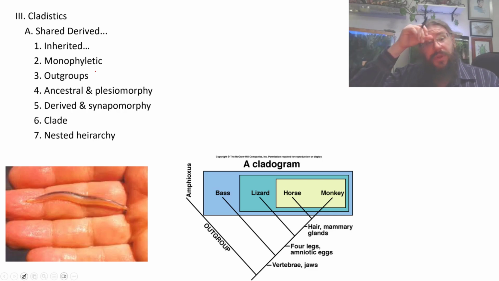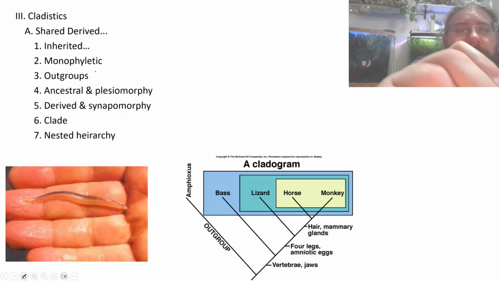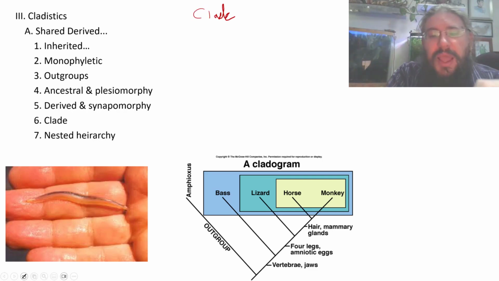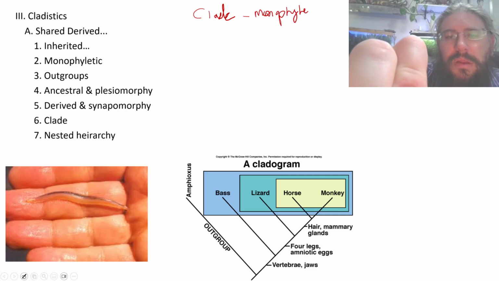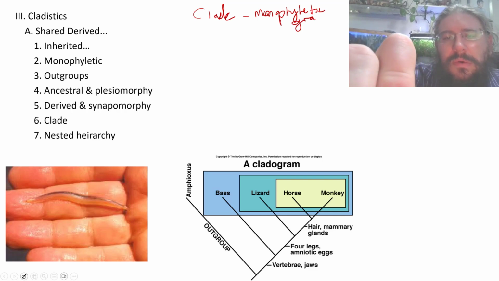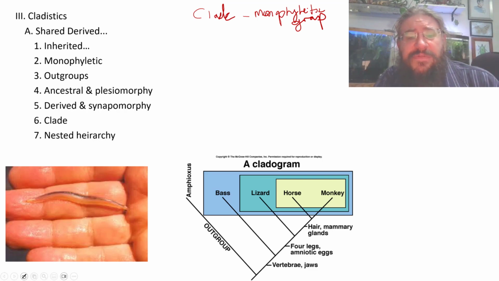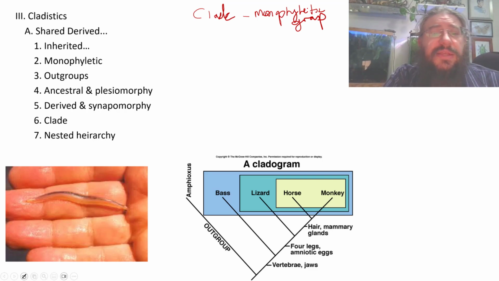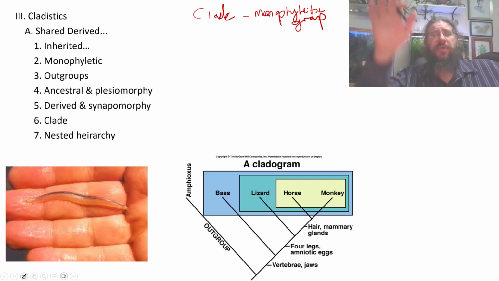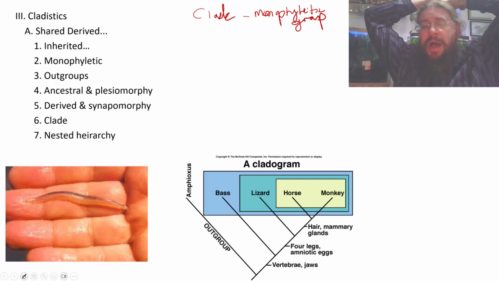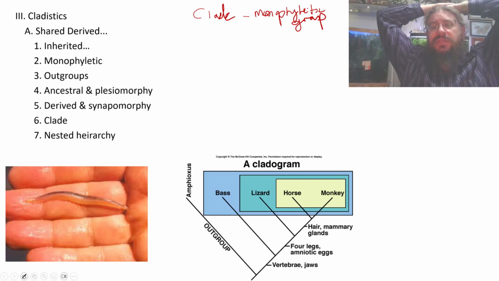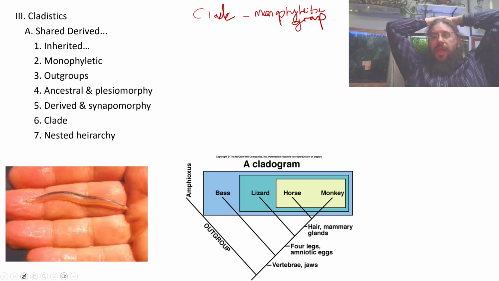Okay, continuing on through cladistics. So I have said clade briefly. A clade is a monophyletic group. Again, this is something that can have different frames of reference, right? Clades can be very small groupings of organisms, and it can be large groupings of more distantly related organisms, but it is always monophyletic. A clade, by definition, is a monophyletic group, right?